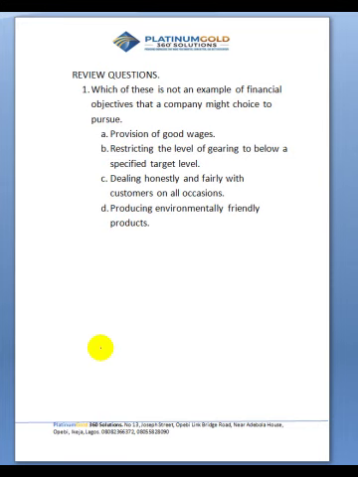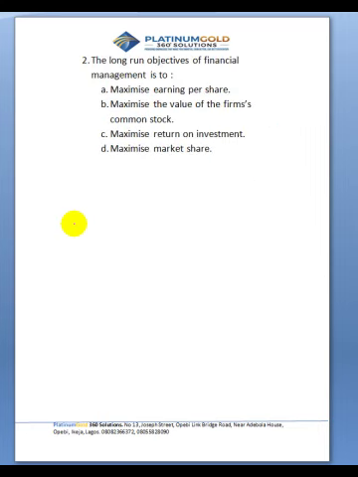My take is between these two. It's not an example that a company might choose to pursue. I will want to be comfortable with D, producing environmental friendly products. They wouldn't want to take that. Whether it's friendly or not, the product is, as long as it is bringing in returns and the financial objective is achieved.